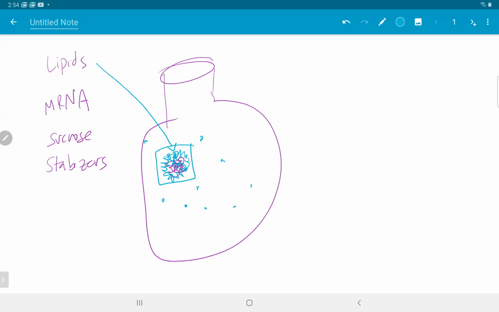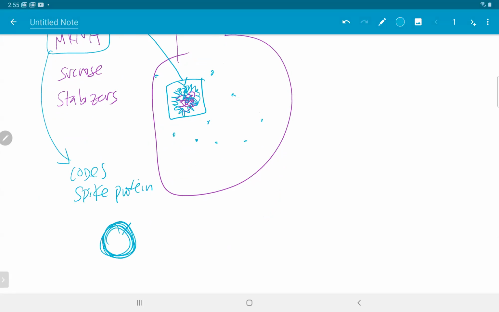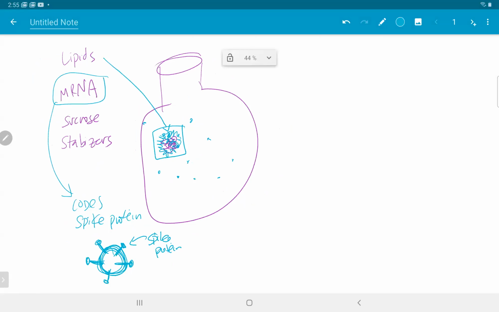This is what is going to eventually help you get immunity towards the COVID-19. The sequence of the mRNA strand codes for the spike protein of the COVID-19. When you think about that structure you see everywhere of this virus particle, on the surface you've got these little things sticking off, and those are the spike proteins. So essentially your body is going to be delivered the code on how to make the COVID spike protein, and then your body will build up some immunity against that.